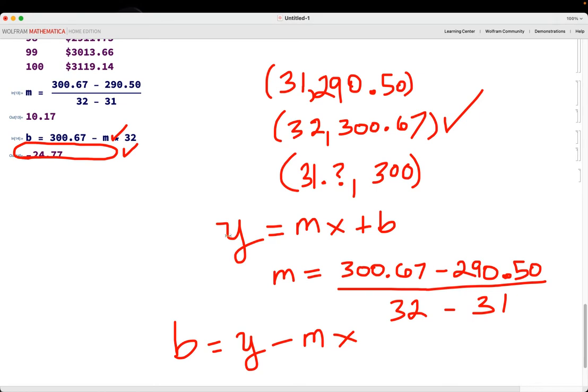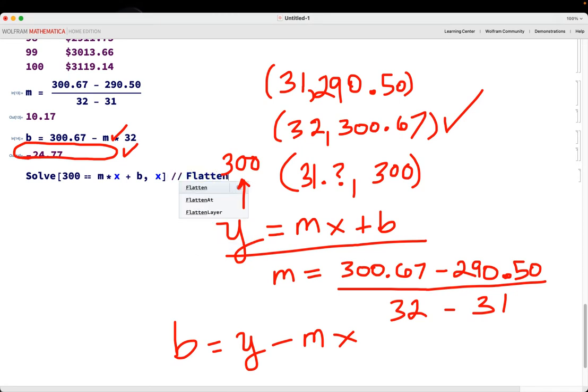So y, here, we're going to use this equation. And let's say this is 300. So we're going to use the equation solve. When is 300 equal to m times x plus b? What is x? And I like to use flatten with my solve command. You don't have to, but I prefer to. I think it looks nicer.